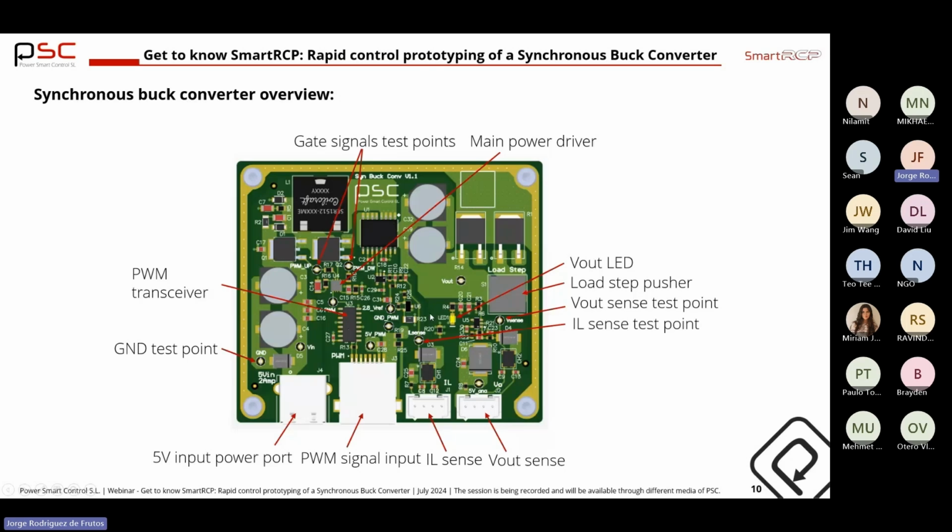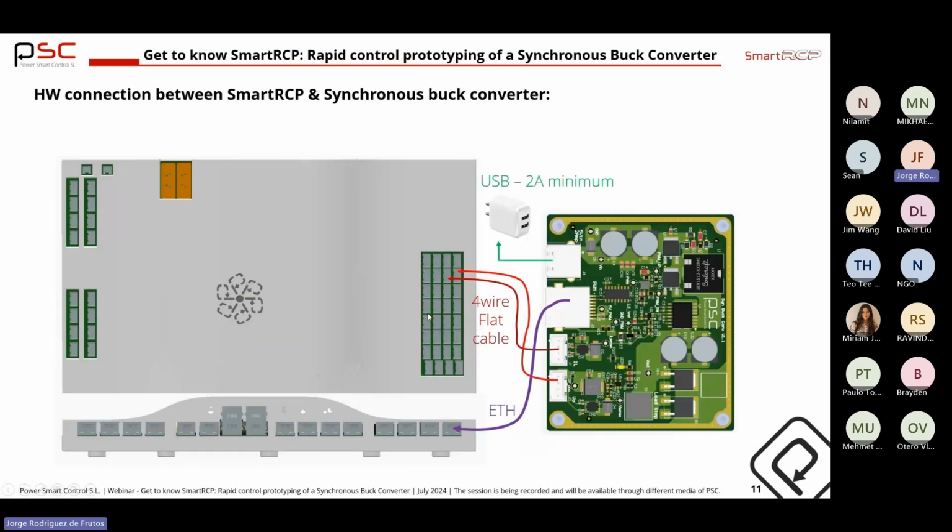This is the connection we are going to perform today. So we are going to connect the output current to one of the input analog connection ports of the SmartRCP platform, the very same with the output voltage. We are going to connect the Ethernet wire in order to send the pulses to the converter, and also in this USB port we are going to connect the typical charger for a mobile phone, etc.